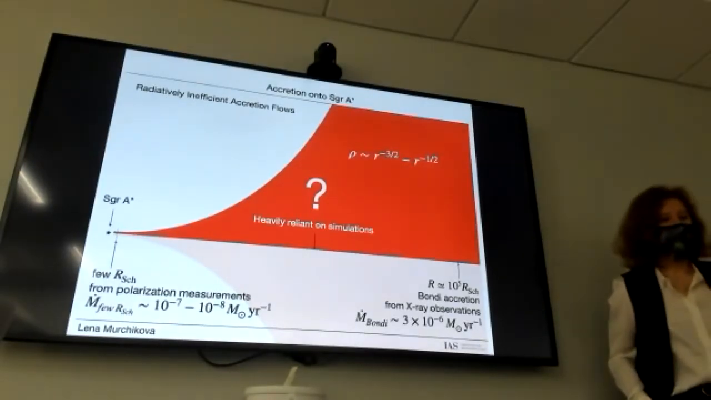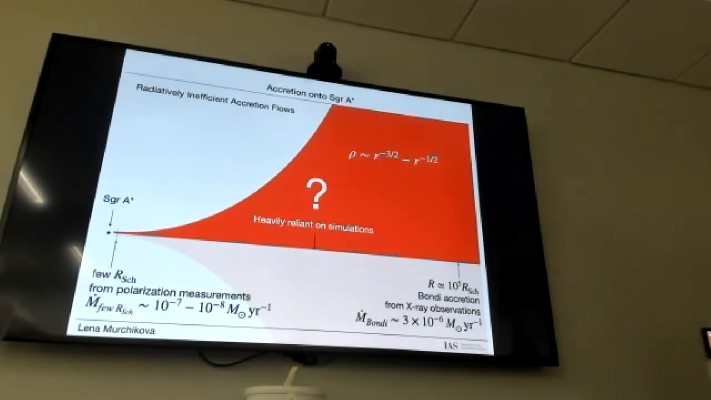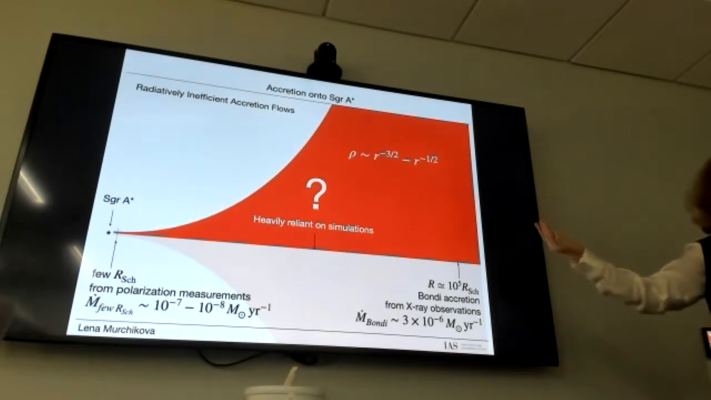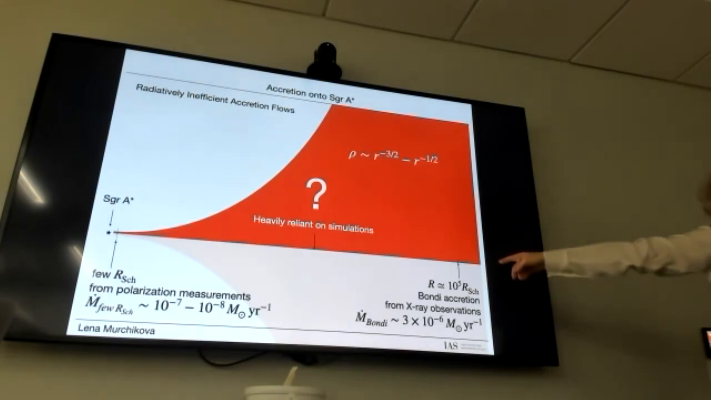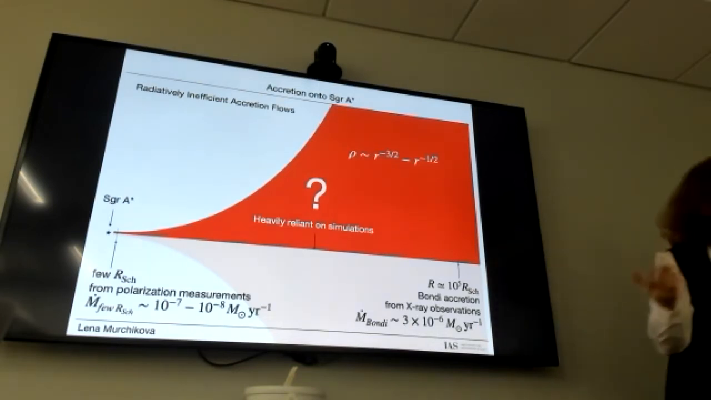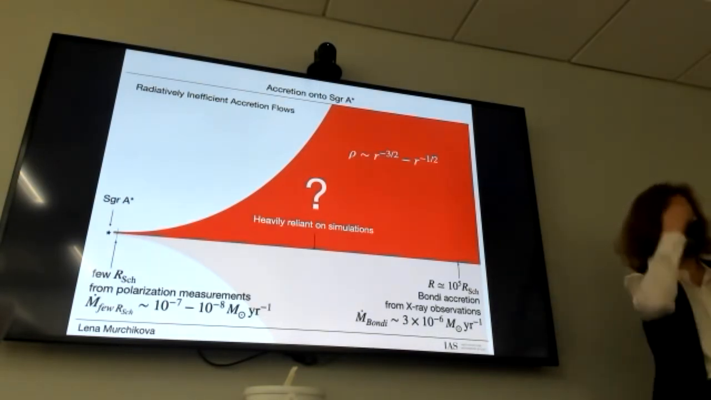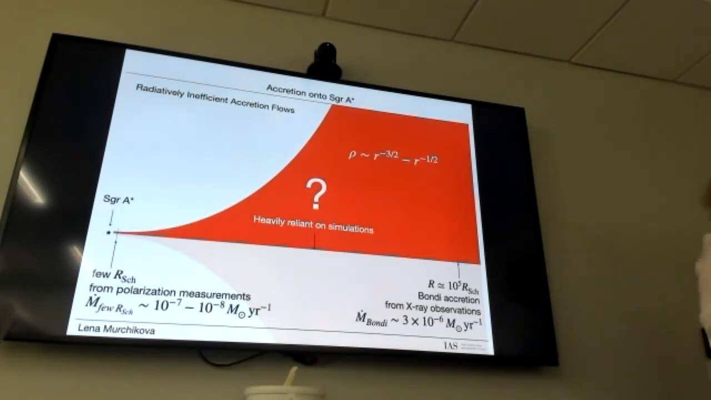Technically and practically, we know how much accretion goes through at the Bondi radius. We know how much is going at 10 to the 5. What happens in between? We're heavily relying on simulations, and it depends on your favorite model. For example, density can scale anywhere between radius to the -3/2 and radius to the -1/2.